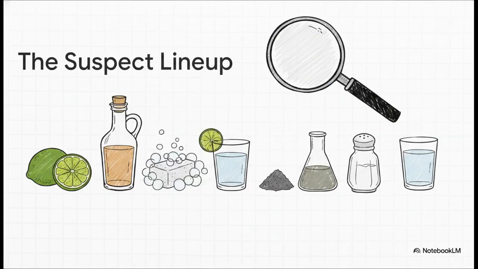But before we reveal the results, let's formally meet our suspect lineup. These are the everyday household liquids we're testing in Activity 5.1. We've got lime juice, vinegar, soapy water, lime water, ash dissolved water, common salt solution, and finally, just plain pure water. Now, just hearing this list, I want you to take a second and mentally guess which of these might be acidic, which might be basic, and which ones are just perfectly neutral. Got your guesses? Okay, hold on to them.